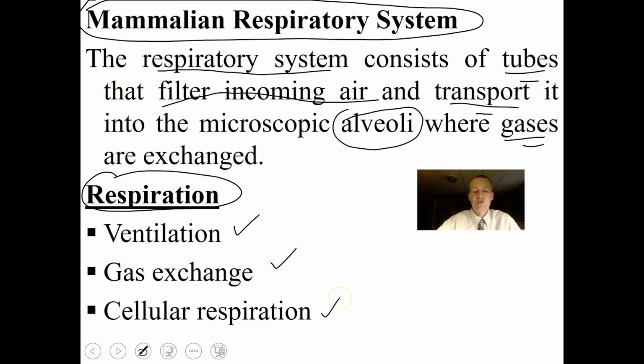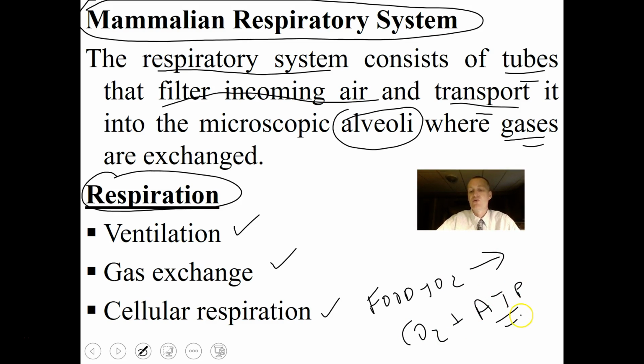And then lastly, cellular respiration is when you take food and oxygen, and in the mitochondria you create carbon dioxide as a waste gas and ATP as an energy source. So that's what we call cellular respiration. Okay, so you should know the definitions of each of those, and if you need to go back and review, just review the tape.